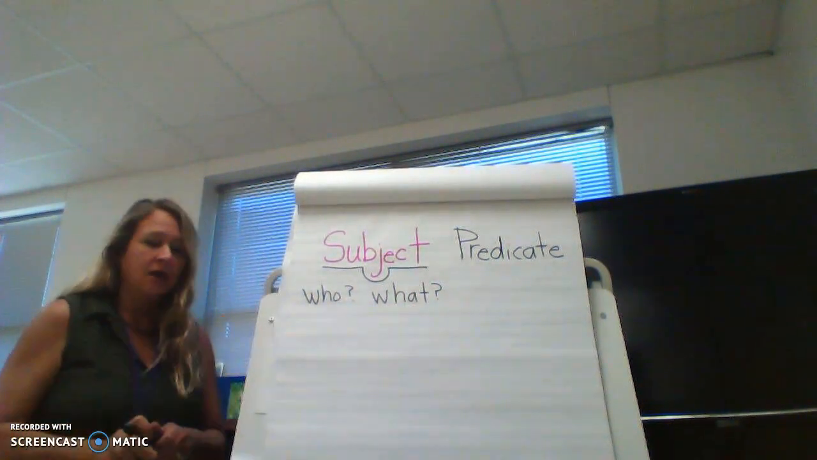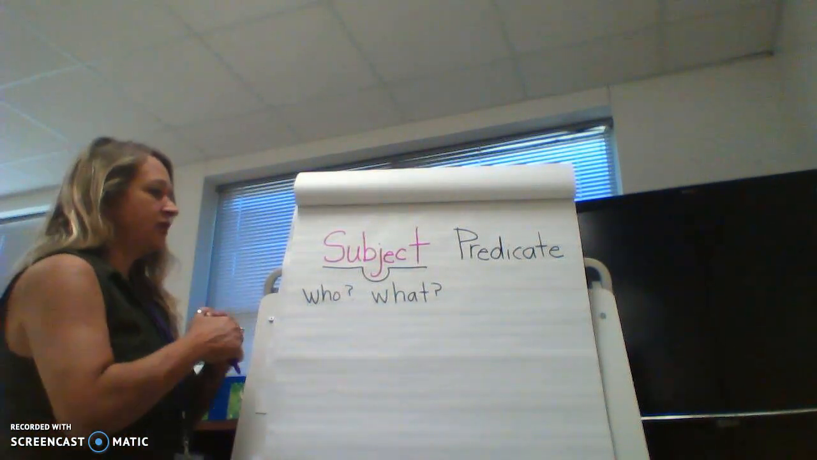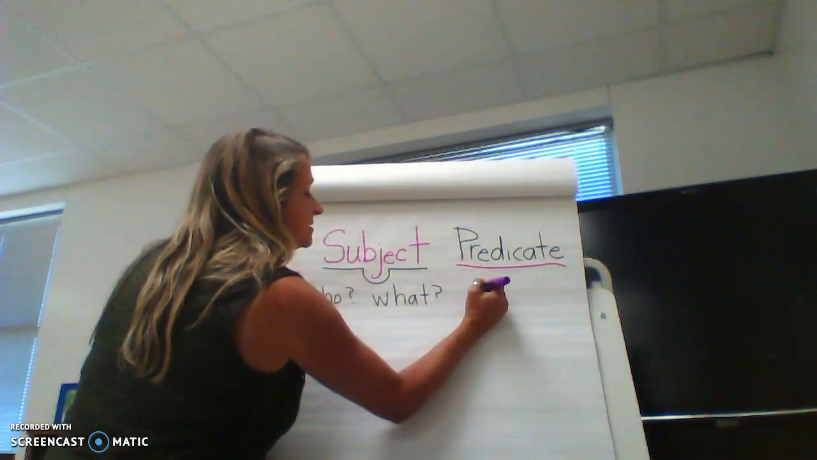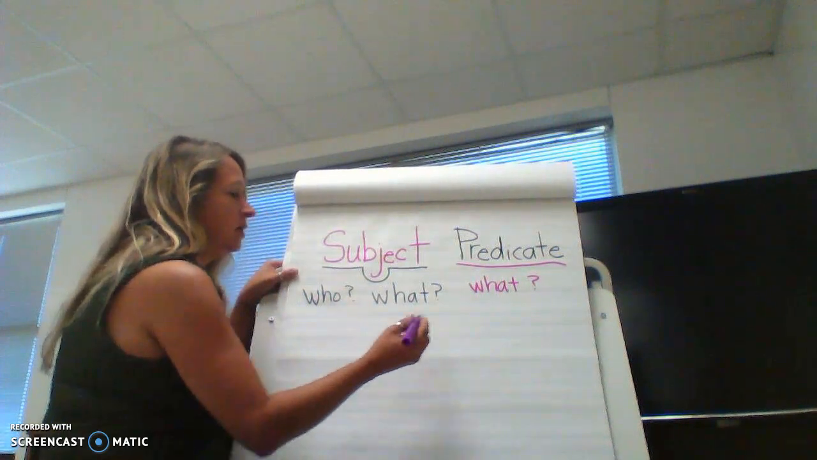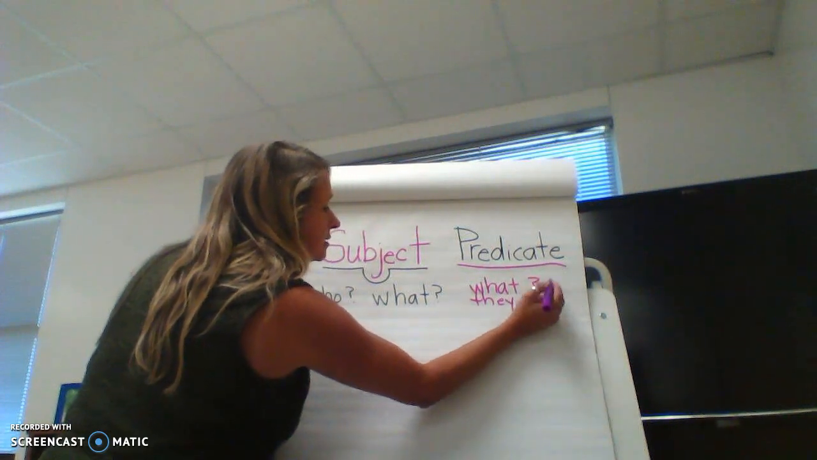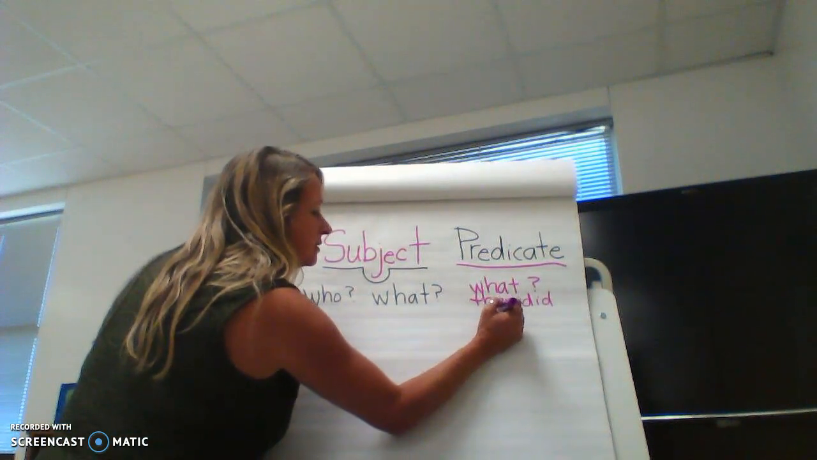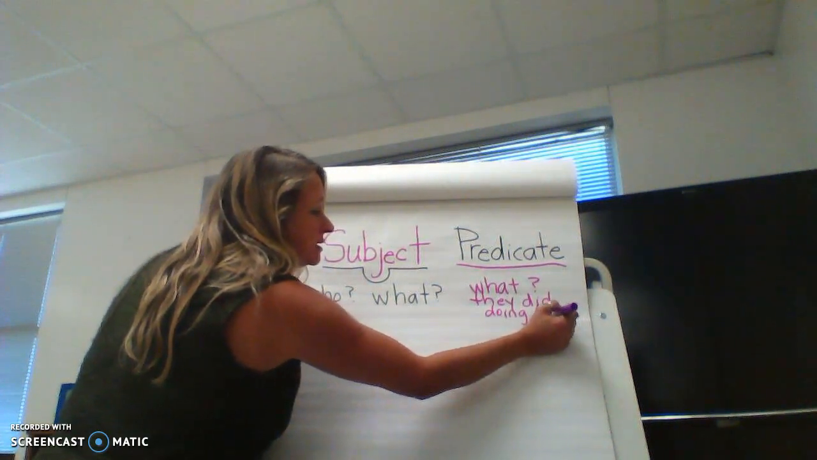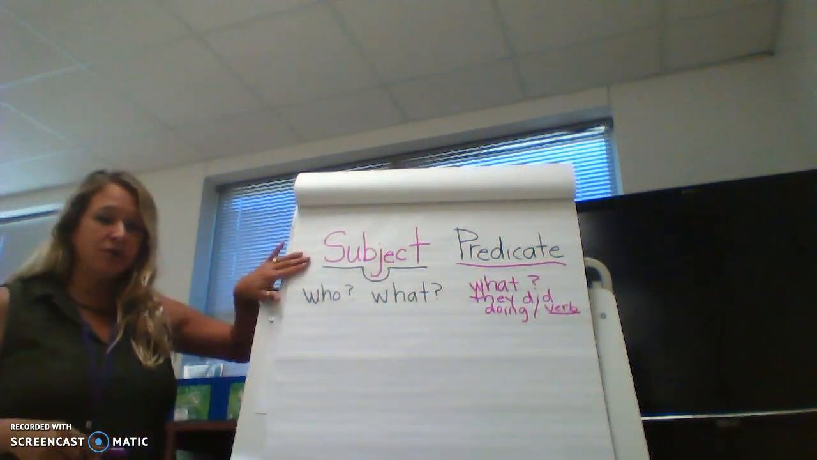Okay. Now the predicate is what the subject does. Okay, so think of our verbs that we talked about. Predicate is what? Okay, what they did. What they did, or what they're doing. And I'm going to put verb. So you can remember that a predicate tells you the action that the noun is doing.